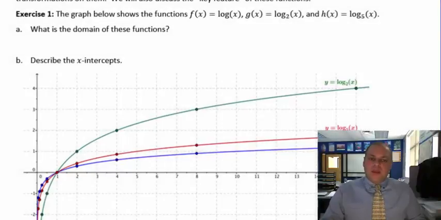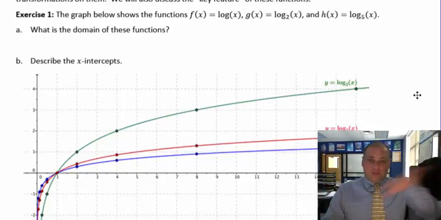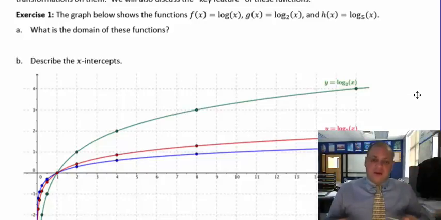So what is the domain of these functions here? So we have exercise 1. They give you these graphs. These are log graphs. We've seen these. We did them in lesson 49 where you have some logs.